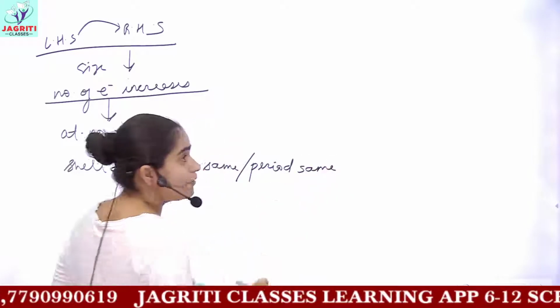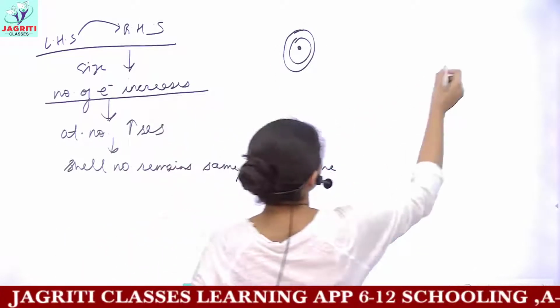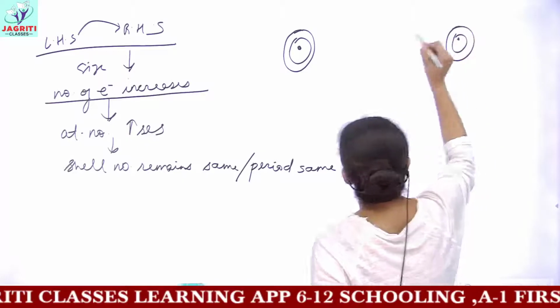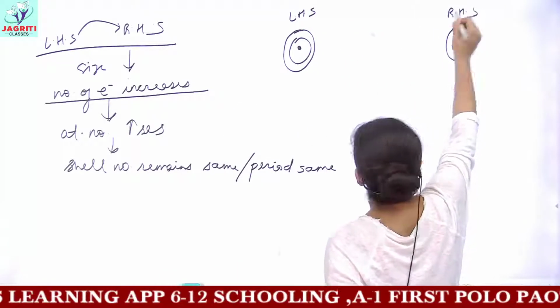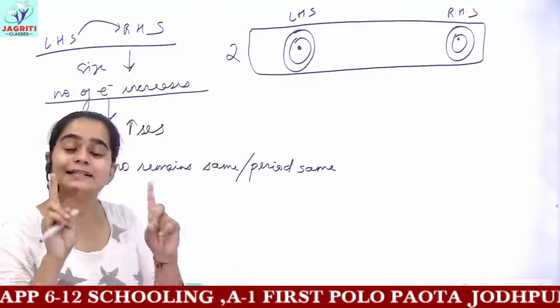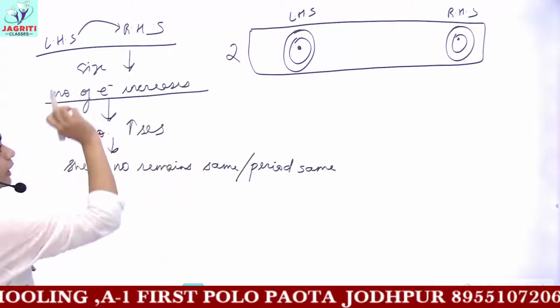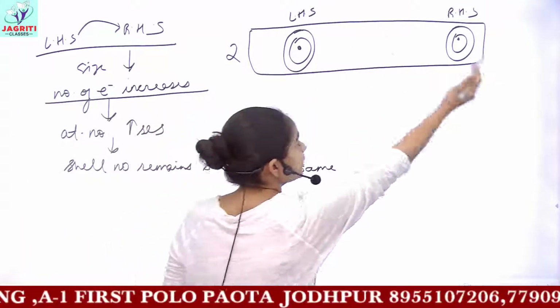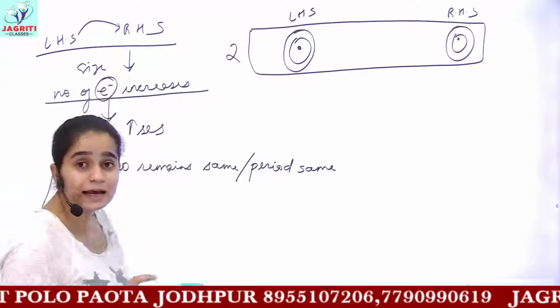So what you have is an element. Let's suppose we are talking about the second period. This element comes at your left hand side and this comes in your right hand side. Both these elements belong to the same period, that is second period, so you will have 2 shells. Now you are moving from left to right, then obviously atomic number is increasing, okay? That means the number of electrons is increasing.